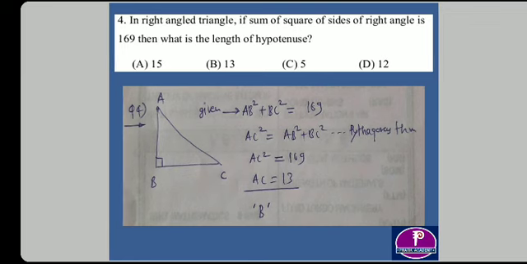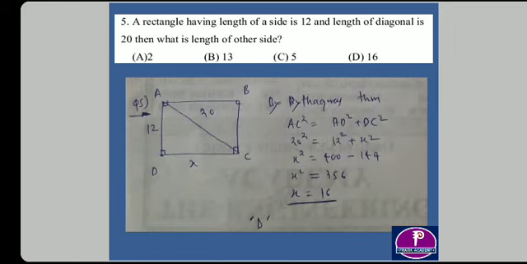Here in a right angle triangle, if the sum of squares of sides of the right angle is 169, then find the length of the hypotenuse. So here, as this is a right angle triangle, we will go with the Pythagoras theorem. Then AC square is equal to AB square plus BC square, but the sum of squares of sides is 169, then AC is coming 13.